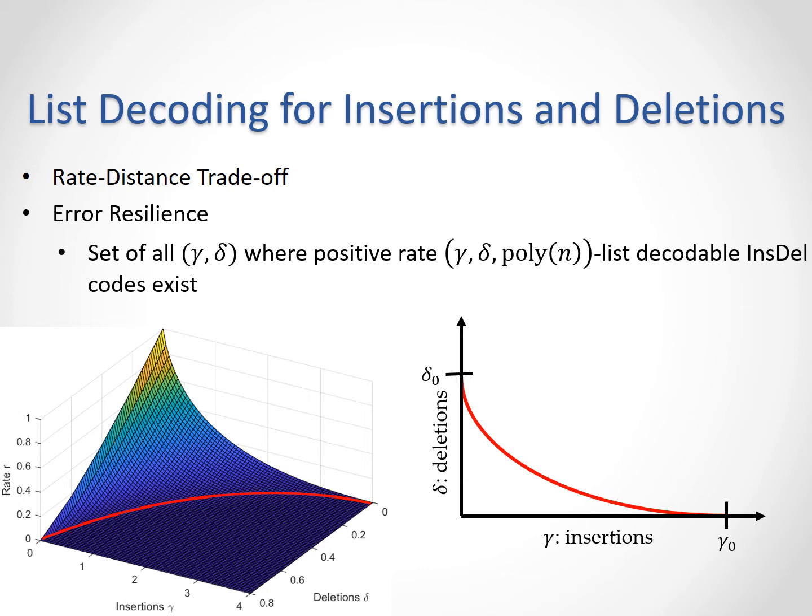And also note that in the error resilience plot, where the curve hits the delta axis is delta 0, or the error resilience for list decodable deletion codes, and where the curve hits the insertion axis indicates the error resilience for insertion-only codes.